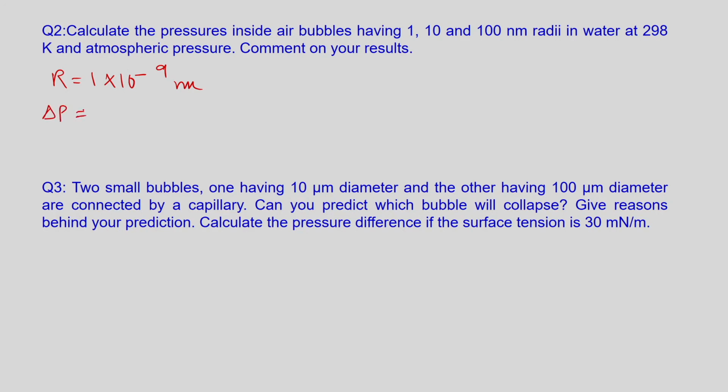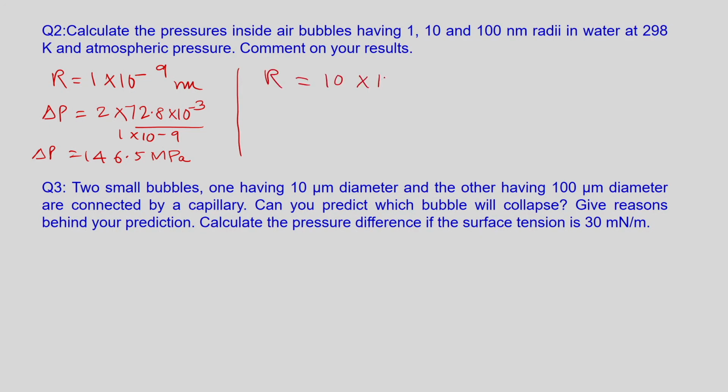So, you can use the similar expression as earlier: 2 into 72.8 into 10 to the power of minus 3, the surface tension of water, divided by 1 into 10 to the power of minus 9. Delta P is close to 146.5 megapascal. So, it is very high. Now, same way for r equal to 10 nanometer, 10 into 10 to the power of minus 9 meter, everything remains the same.